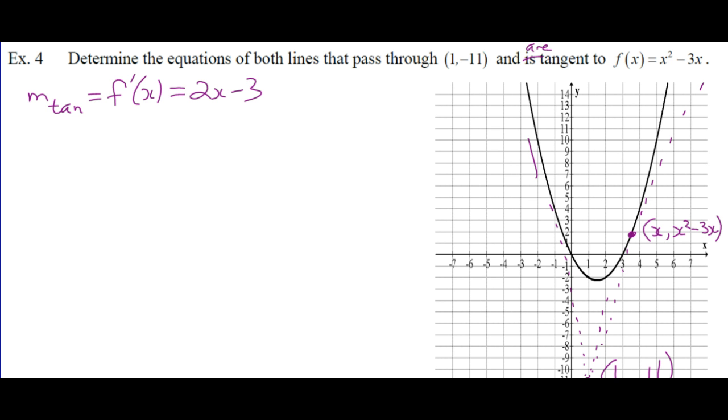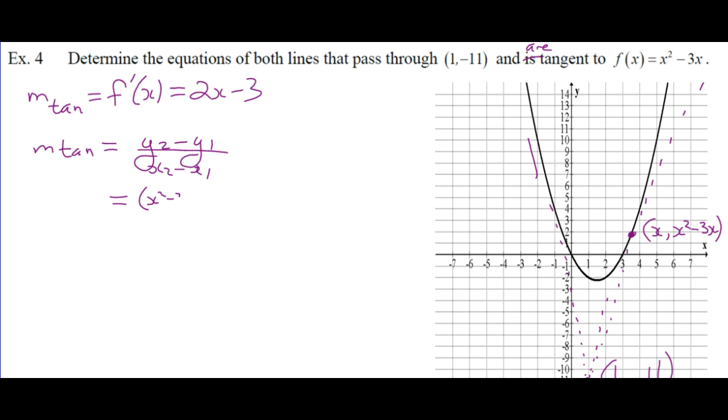So we know the slope of the line we want to find is rise over run, right? y2 minus y1 over x2 minus x1. So we've got two ways to define slope. One way is that it's the derivative of the function. And another is the line that passes through 1, negative 11, and x squared minus 3x, which is going to have the same slope. So at some point, we have two different expressions for the same thing, which means we can set them equal to each other, right?